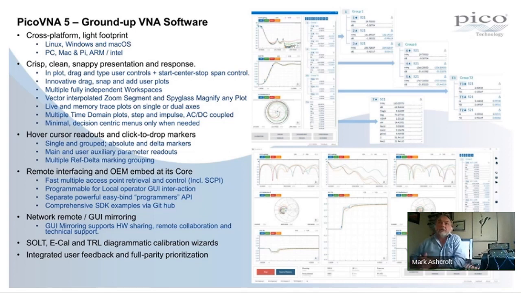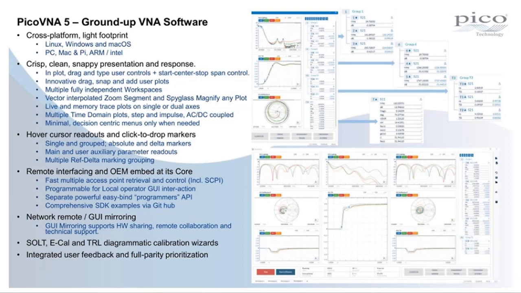The whole user interface supports network remoting. Put a VNA on a Pi, connect it on a network, and access it from another place in the world. You can do that. You can mirror the graphical user interface, and as we've seen, SALT, eCal, and TRL calibration wizards. We also have, down in the bottom right-hand corner, a feedback key.